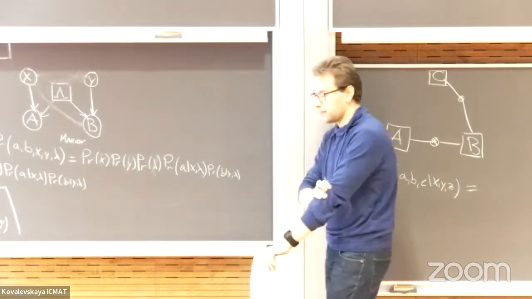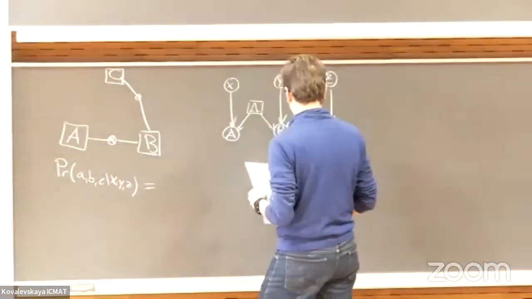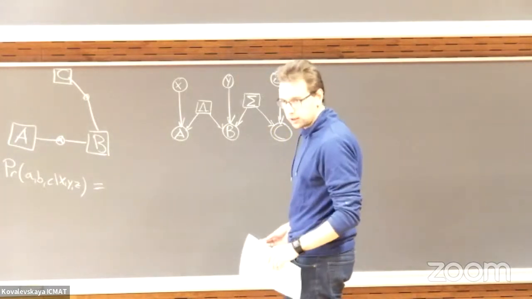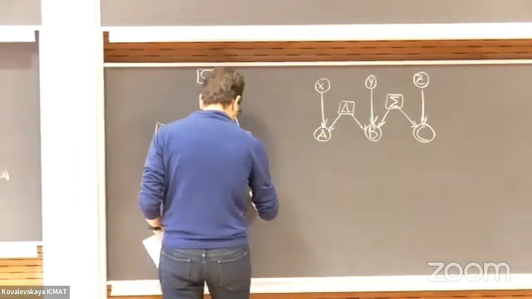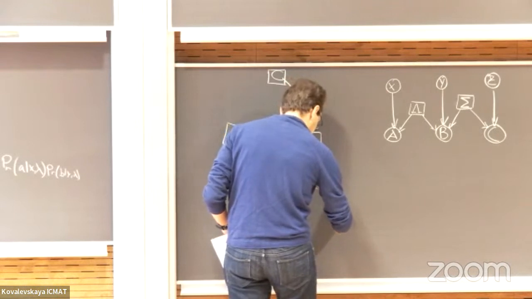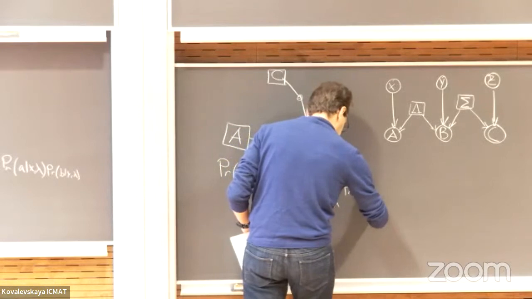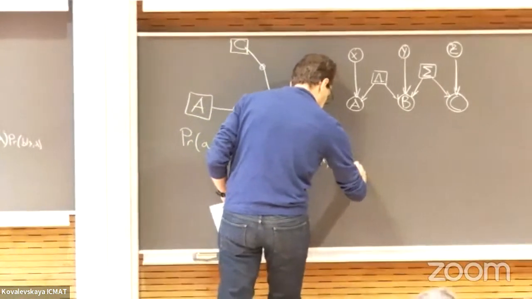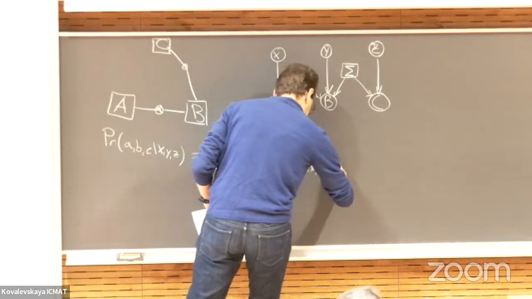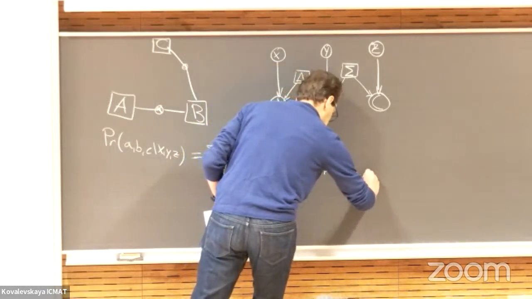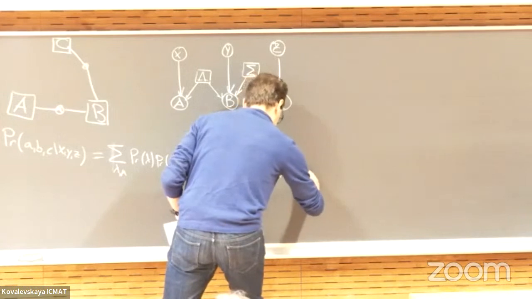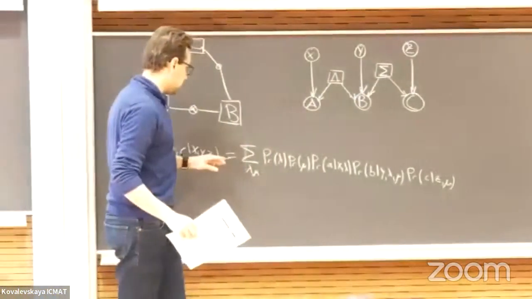Okay, so we're here and we can apply again the Markov conditions. And then we have this one. Let me write this one, and this is probably the last one that I will write. We have the sum over lambda and mu of probability of lambda, probability of mu, probability of A given X and lambda, probability of B given Y, lambda, and mu, and the probability of C given Z and mu.